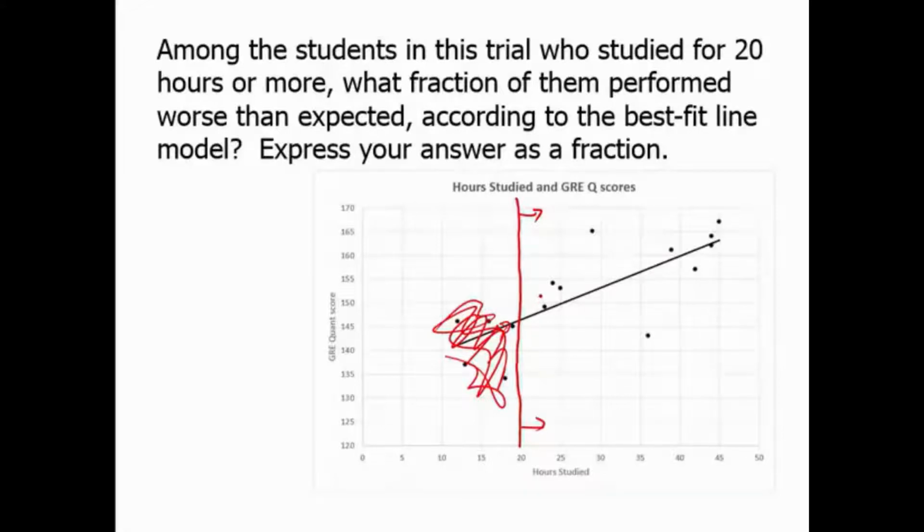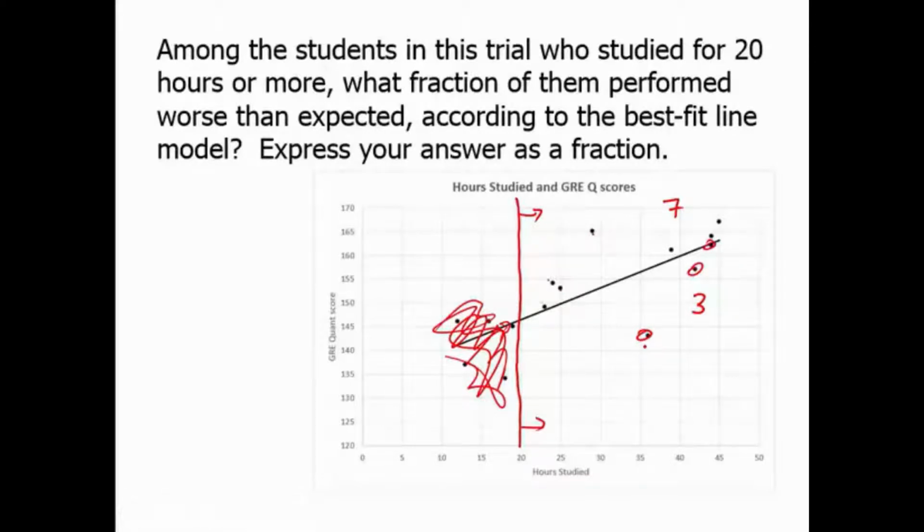So above the line, we have 1, 2, 3, 4, 5, 6, 7. 7 above the line. Below the line, 1, 2, 3. This one, even though it's very close to the line, counts as below the line. So altogether, there are 10 points here. And of these 10, 3 of them have a location below the line. They performed worse than expected.